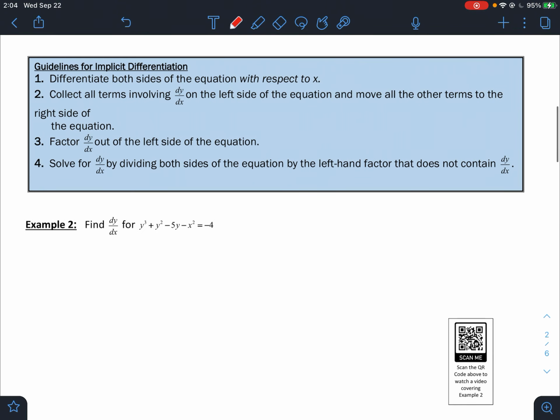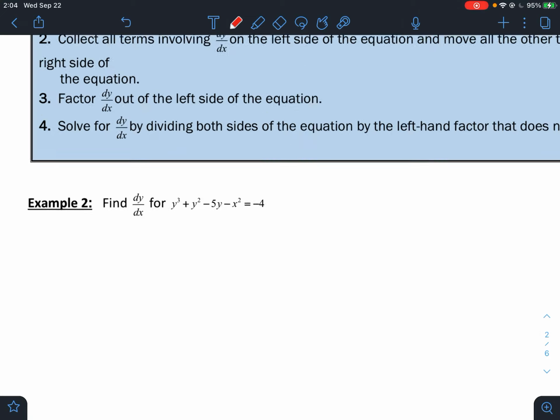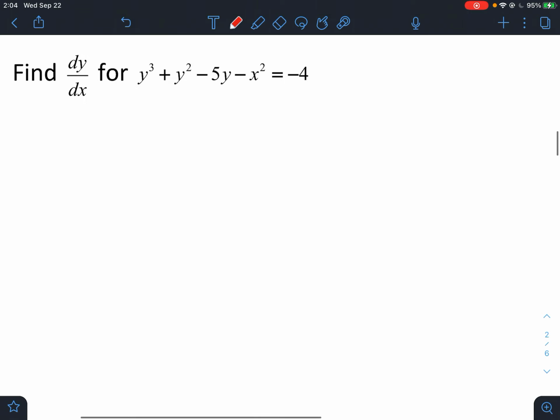So there are some guidelines. After you see an equation is written implicitly, you want to start by differentiating both sides of the equation with respect to x, unless told differently. Collect all terms involving dy dx on one side. The left is usually the good side to do that too. And everything else to the right side. Factor dy dx out, and then solve for dy dx by dividing. So let's take a look at how that works.